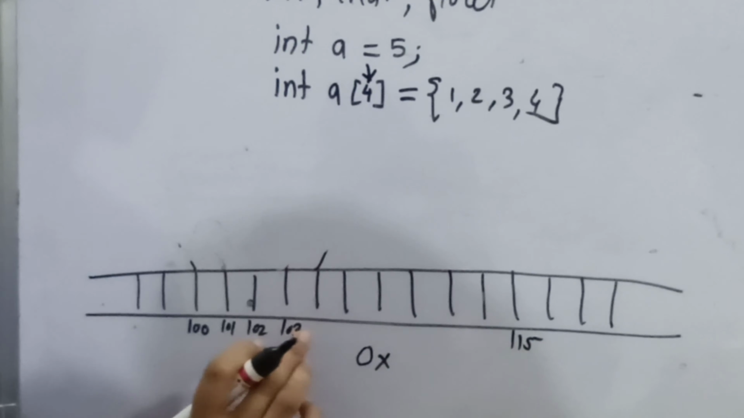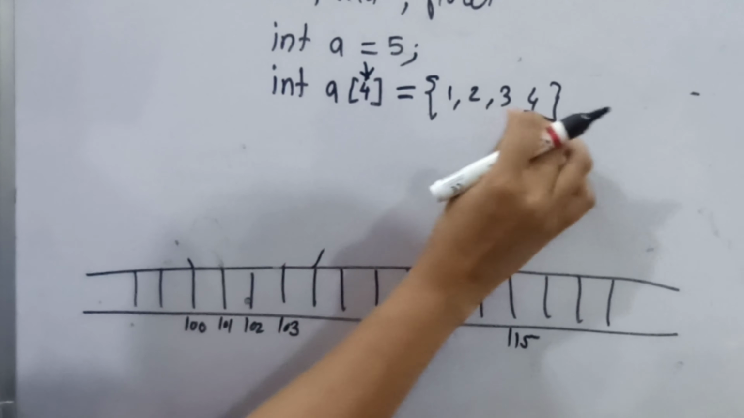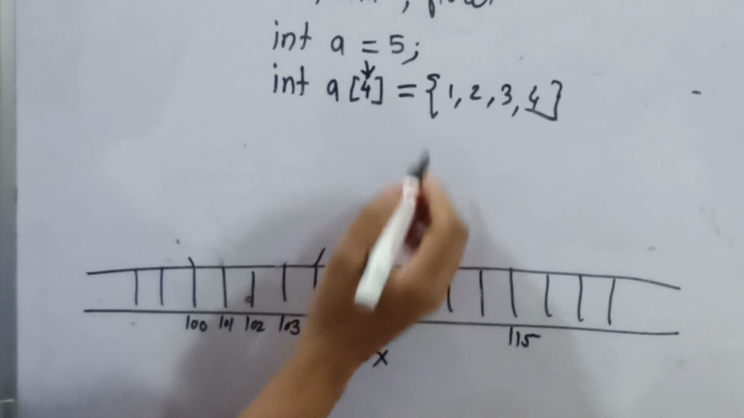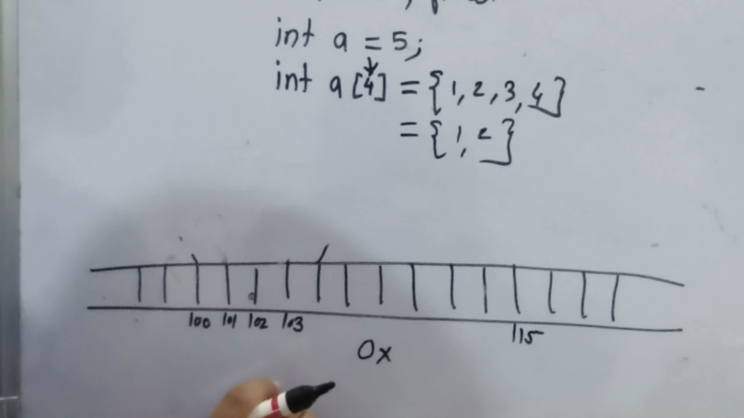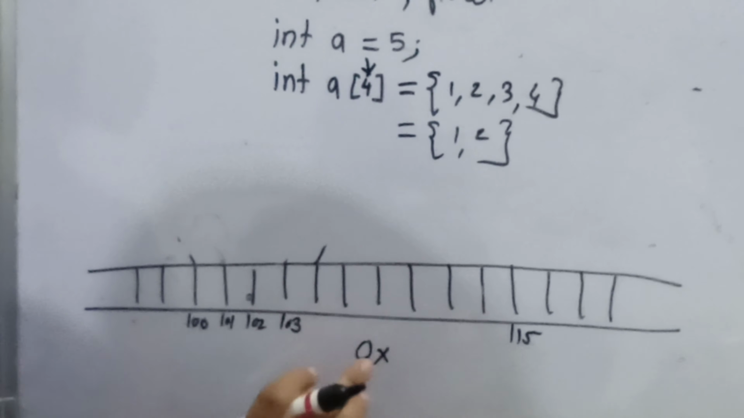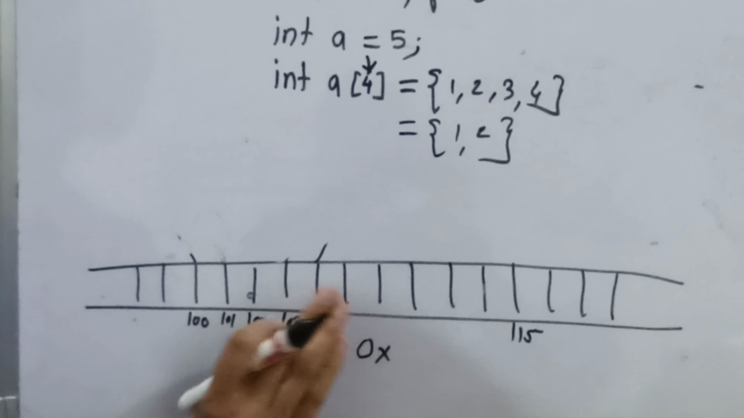So I can initialize it this way. In the curly braces you have to write the values. It's not always necessary to write all 4 values. You can write it this way also, like 1, 2. Only 2 values can be initialized here. Whatever the remaining 2 locations are, they will be stored with zeros or some garbage value.